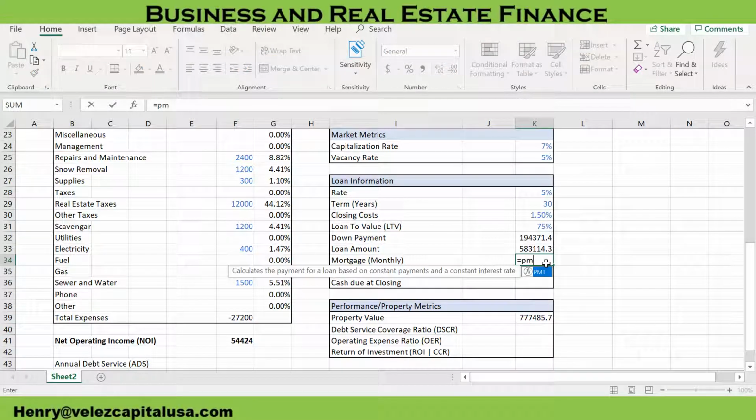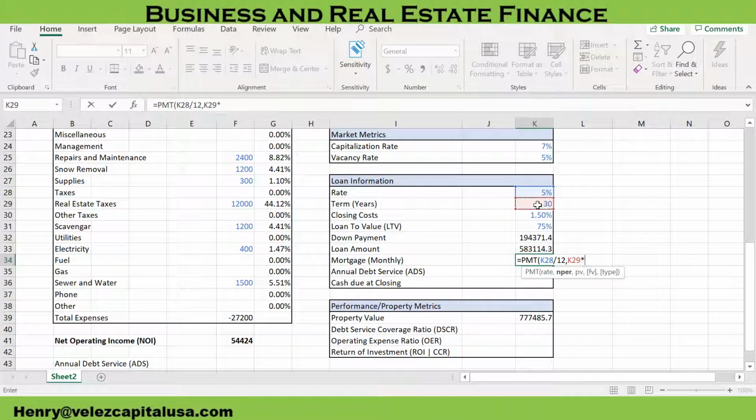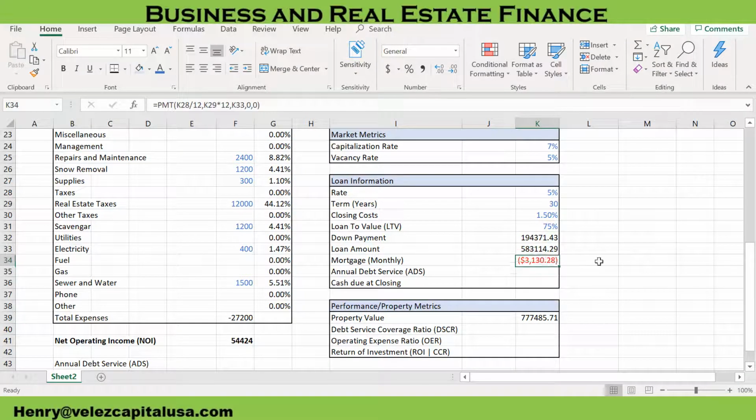So we do this by hitting PMT. You take the rate, so this is your mortgage rate. You divide that by 12 because there's 12 months in a year. You make 12 payments every year. The number of periods is the years times 12, which should be 360. The present value is going to be the value of the loan, the initial loan. And the future value, because it amortizes, is going to be 0, because the loan's going to get paid down to 0 at the end of the period. So every month, your mortgage is $3,130 at this amount. Okay?